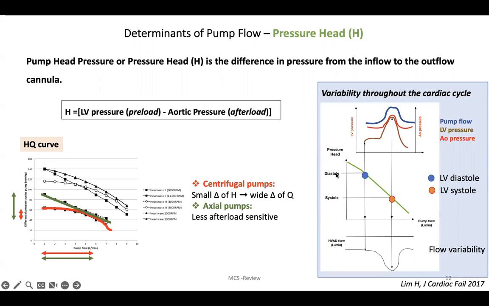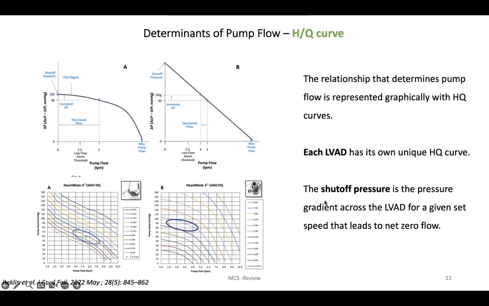You have the pressure head in diastole is much higher. In this diagram here, you have the pressure head in diastole, the pressure head in systole, and then the flow is going to be higher in systole than in diastole. And here you have exactly the same that we said, and you can see the difference between the HeartMate 2 and the HeartMate 3. So those curves, you have the pressure head, you have the pump flow, and you have the curve at each RPM. So as you increase the RPM, the flow is going to increase.